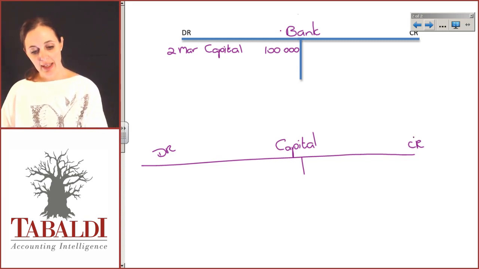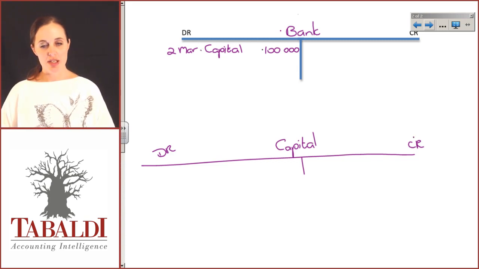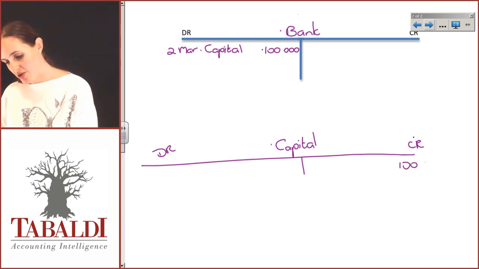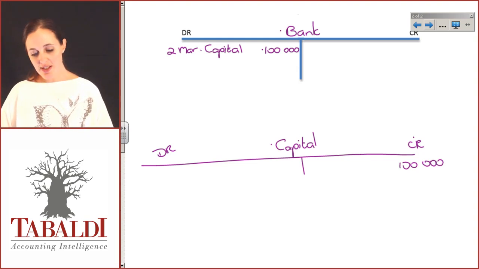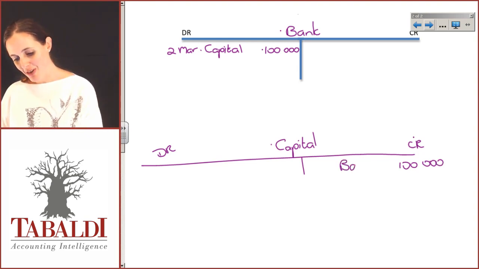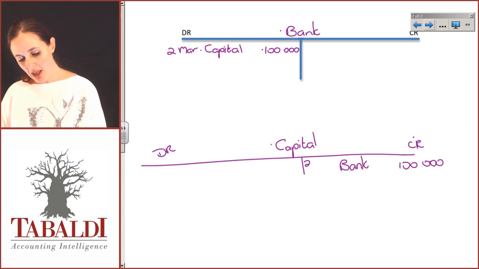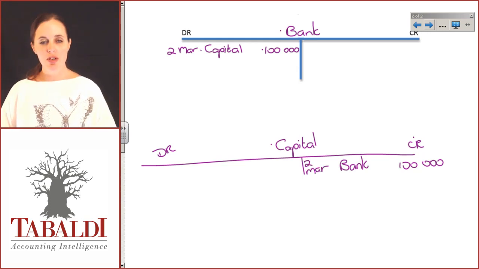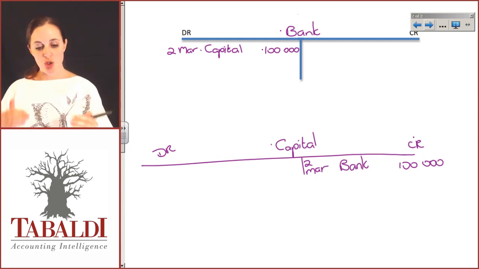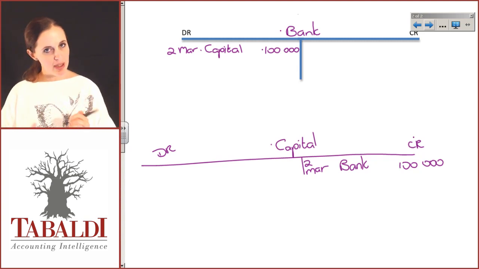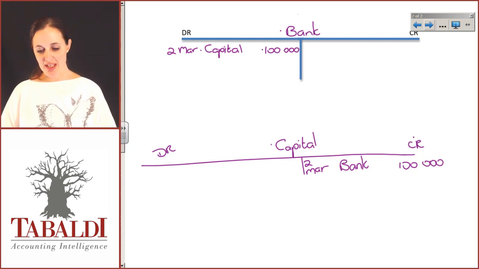Okay, so our capital increases, our bank on the debit side, and our capital account has now got 100,000 Rand in it. It increases on the credit side, and this came from bank, and you'll find the other side of the transaction in bank, and this was also on the 2nd of March. Very important when you look at this that you remember that for every debit there's a credit. So you're always going to have at least 2 marks in an exam for every transaction. One being able to tell what the debit is and one being able to tell what the credit is.